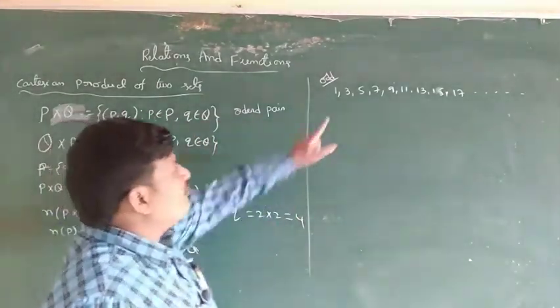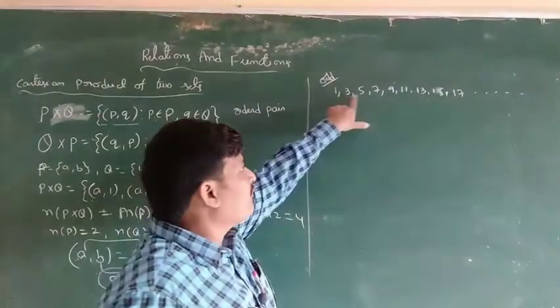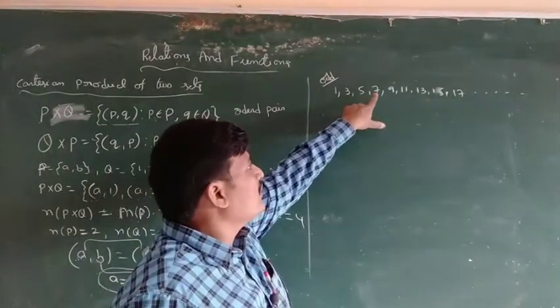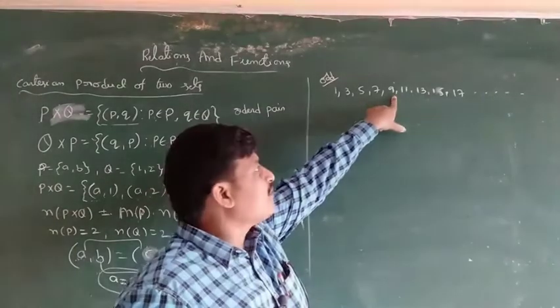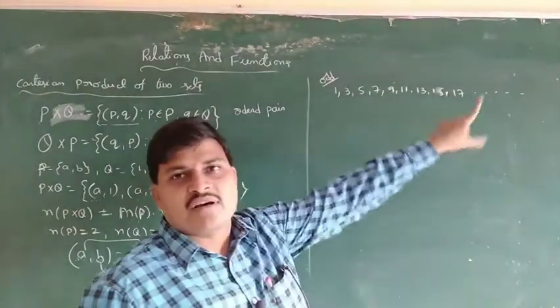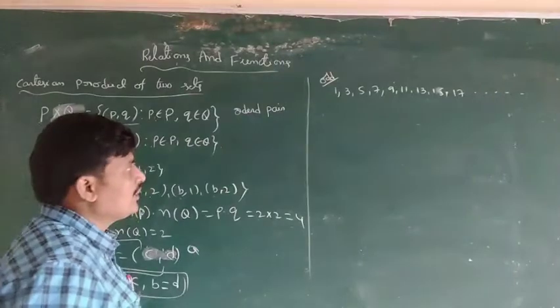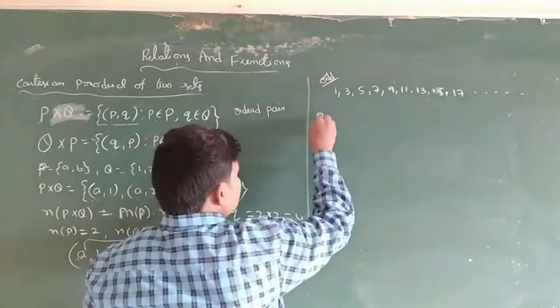For example, 3 divided by 2 leaves remainder 1; 5 divided by 2, 2 twos are 4, remainder 1; 7 divided by 2, 2 threes are 6, remainder 1; 9, 2 fours are 8, remainder 1. So these are called odd numbers. Next, what are prime numbers?